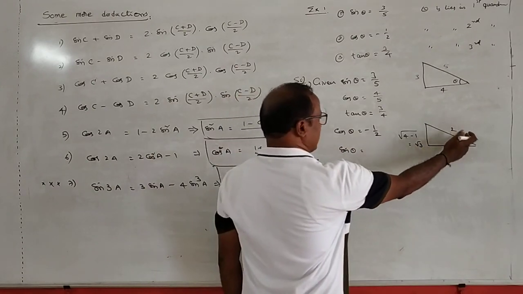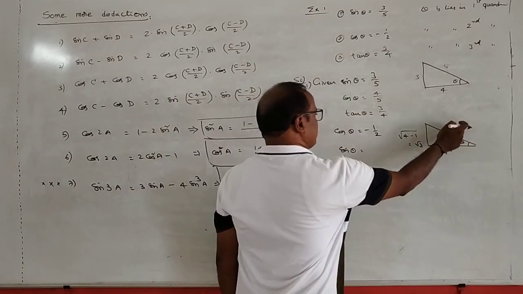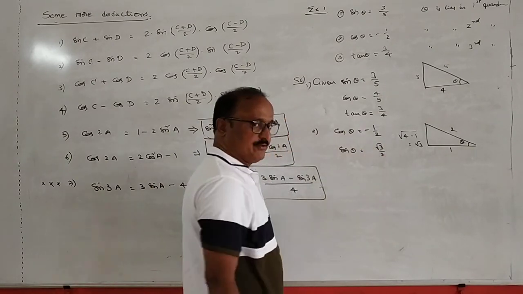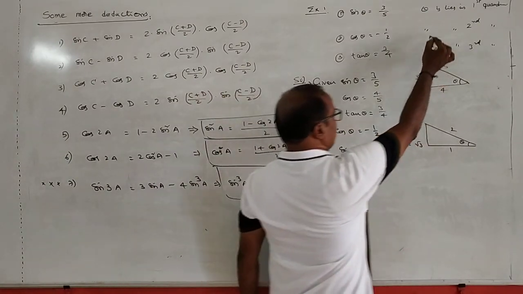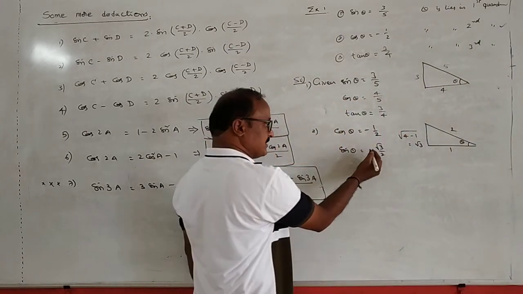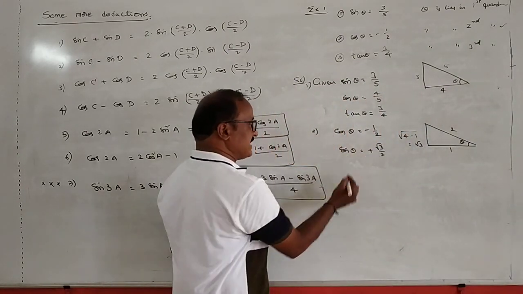Sin theta from the diagram is opposite by hypotenuse, root 3 by 2. Is it positive or negative? Because it is given theta lies in second quadrant. In second quadrant, sin is positive. So sin theta is plus root 3 by 2.